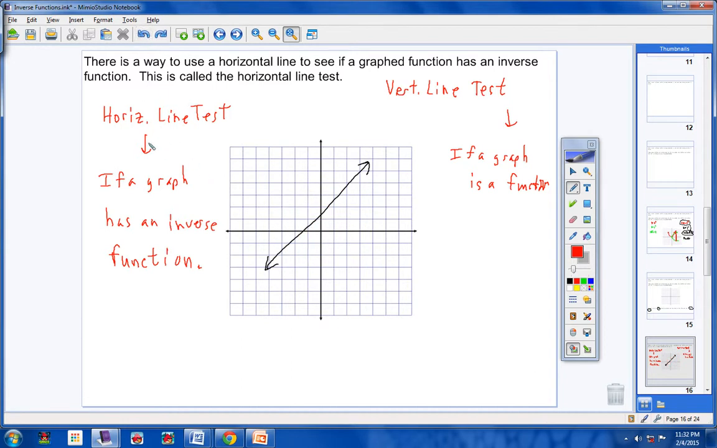Now, let's run the horizontal line test to see if this graph has an inverse function. Is there anywhere that you can draw a horizontal line that intersects the black graph more than once? No. So then yes, this graph does have an inverse function. It does. It's that simple, students. Let's try another one, okay? Let's try one like this.